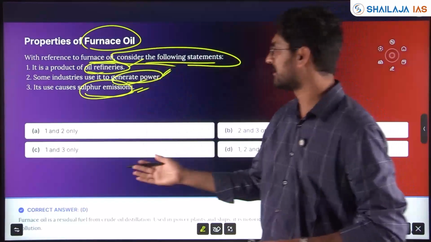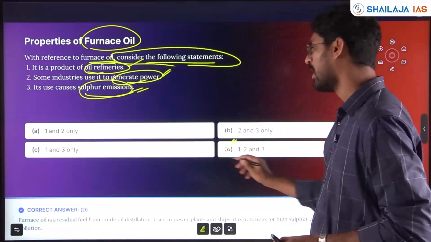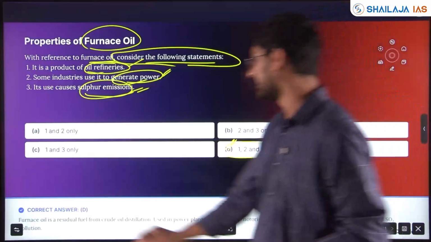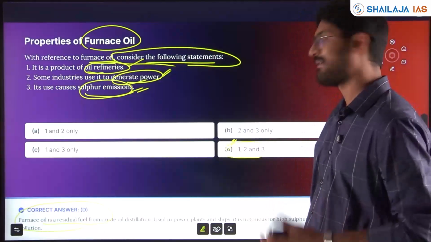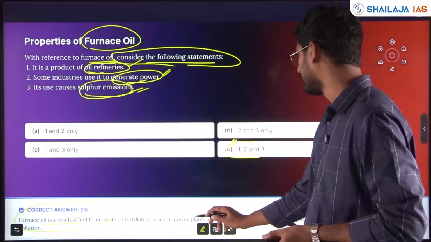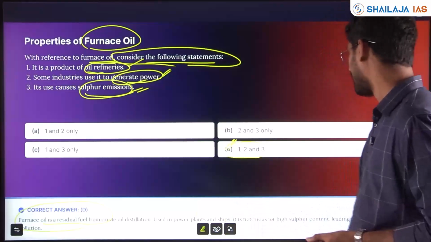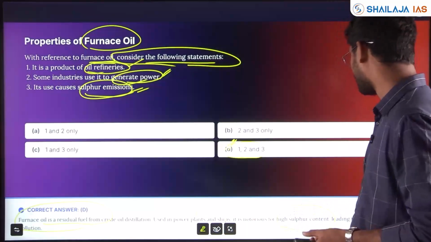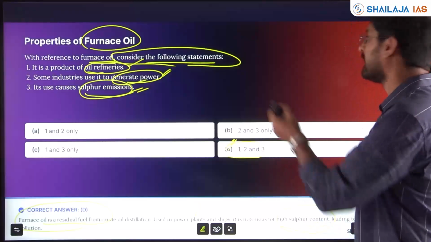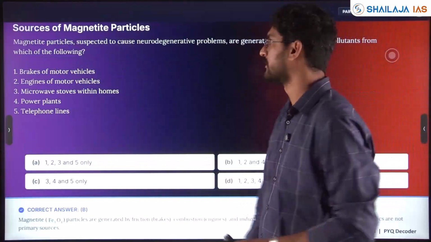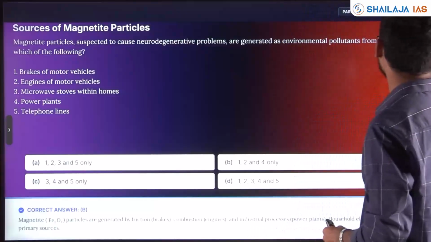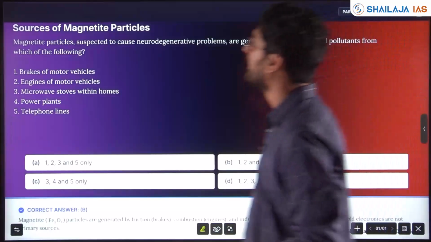When you have this kind of statements, go with all three, or 1, 2, 3. It's a residual fuel from the crude oil after crude oil distillation. Fractional distillation we will do, no? Used in power plants, ships, and it has high sulfurous content and is a very polluting oil. So, significant sulfur emissions it causes. Now, next question, with respect to particulate matter.